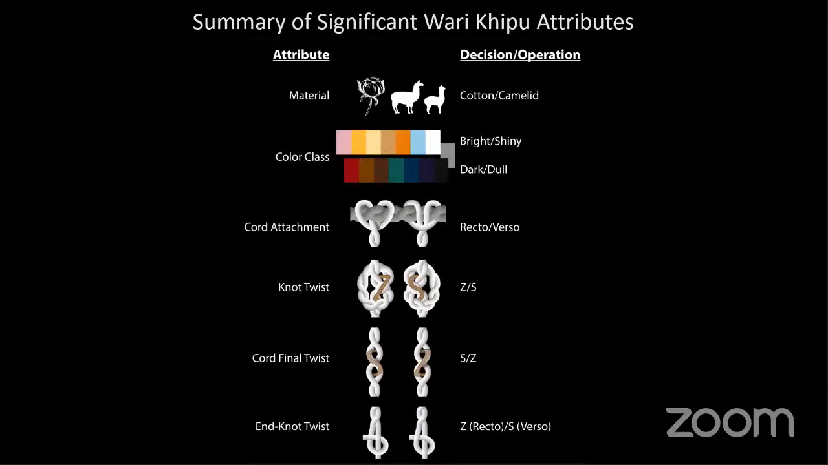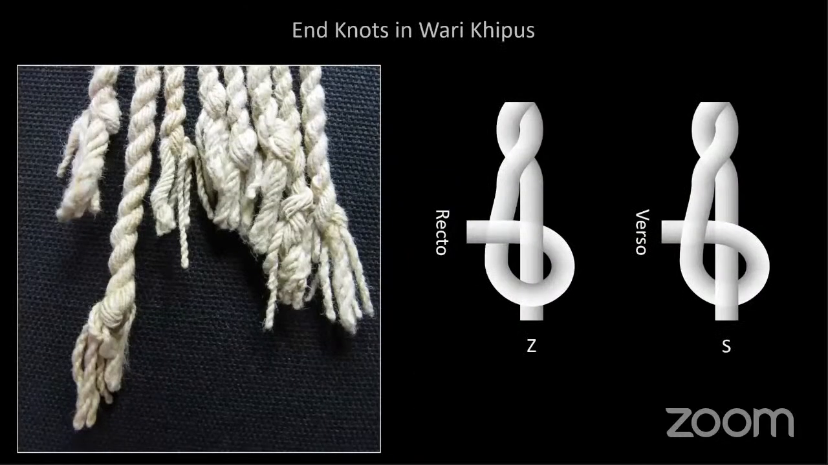So before moving on to my final example, I want to quickly summarize the different variables found in Wari Khipus, which are also found in Inca Khipus. The use of different fibers, colors, attachment, cord twist, and knot twist all seem to have marked or represented categories of information.